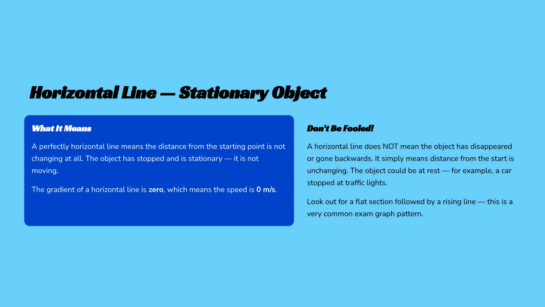A horizontal line means the object is stationary, with a speed of 0. Do not be fooled into thinking this means the object has moved backwards. It simply means the distance from the start is not changing.